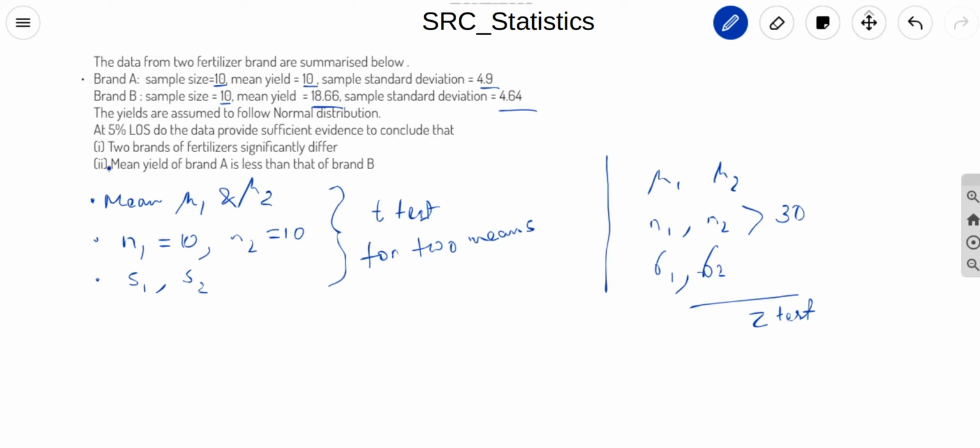And also this 5% level of significance. What does that mean? That means that whatever conclusion we come to about the population, there we are not 100% sure. There may be a 5% chance that we are wrong. So that is the meaning of hypothesis testing.